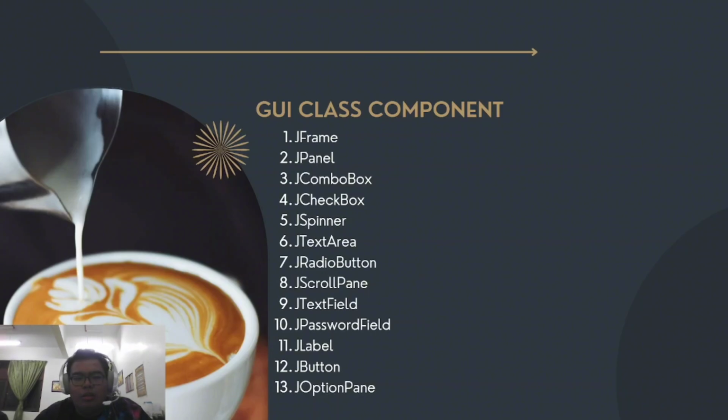In this project, we have many GUI class components such as JFrame, JPanel, JComboBox, JCheckBox, JSpinner, JTextArea, JRadioButton, JScrollPane, JTextField, JPasswordField, JLabel, JButton, and JOptionPane.